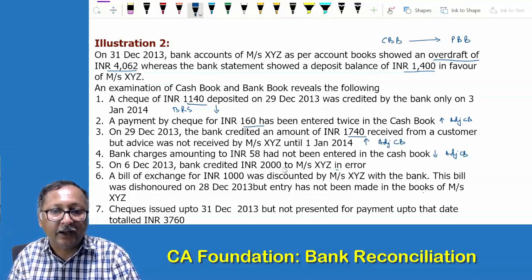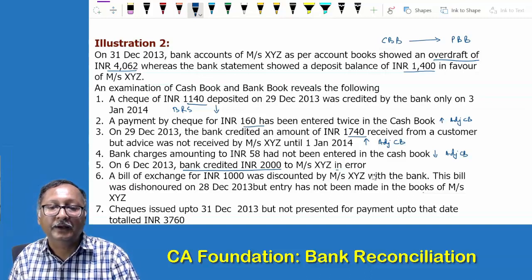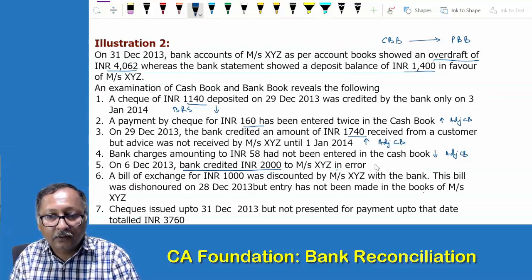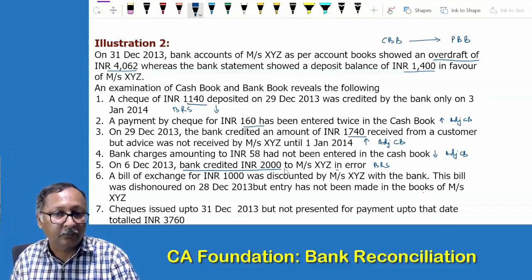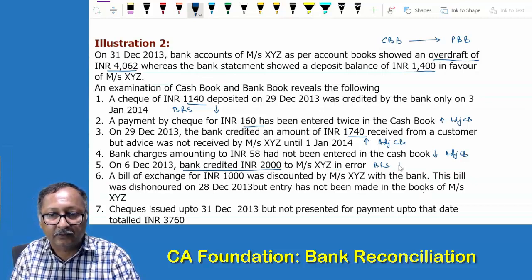Then on 6th December, the bank credited 2000 rupees to Mrs. XYZ in error. This is an error made by the bank. Please understand, if the bank makes any error, you have no right to correct it. You can only write a letter to the bank to rectify it. Only the bank can rectify it. So it will obviously go to the BRS and not to the adjusted entries. Now the bank has credited, so the balance is more. The party has obviously not made this entry because it's a wrong entry. But since the bank has done it and we are trying to arrive at the bank balance, the other book balance has increased, so we should add it. So it will increase the balance.